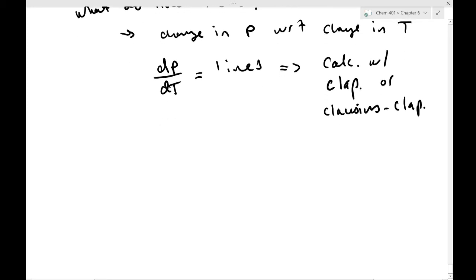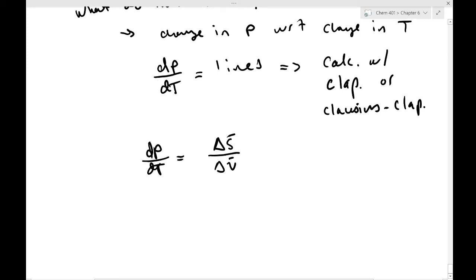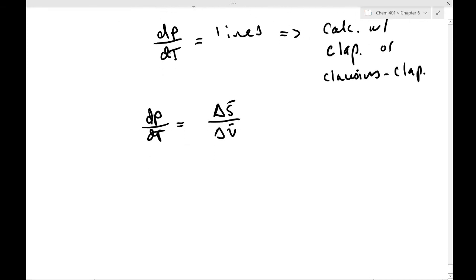Okay, remember the change in pressure with respect to the change in temperature is equal to the change in the molar entropy over the change in the molar volume. This is the Clapeyron equation, or at least a form of it. And also, with the Clausius-Clapeyron, we define dP/dT as being equal to the change in the molar enthalpy over temperature times the molar volume of the gas. Okay, this is one form of the Clausius-Clapeyron equation.